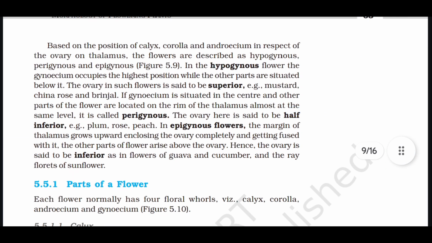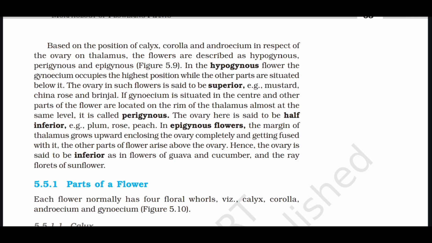Based on the position of calyx, corolla, and androecium in respect of the ovary on thalamus, the flowers are described as hypogynous, perigynous, and epigynous. In the hypogynous flower, the gynoecium occupies the highest position while the other parts are situated below it. The ovary in such flowers is said to be superior. Example, mustard, china rose, and brinjal.